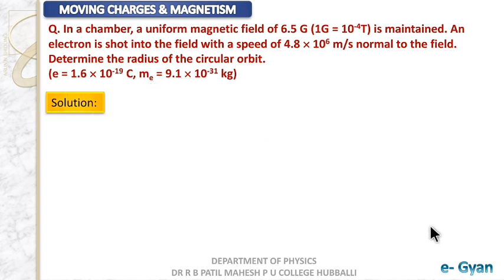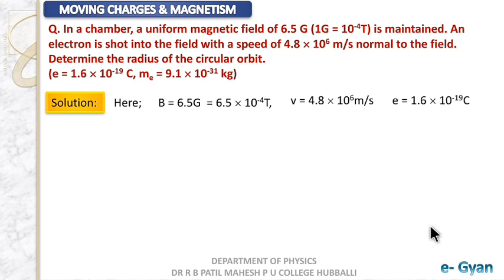Let us try to begin with the solution. Let us first of all write down the given quantities. Here magnetic field is given to be 6.5 Gauss. Converting that to Tesla, we come up with 6.5 into 10 raised to minus 4 Tesla. Speed of the electron is 4.8 into 10 raised to 6 meter per second. Charge of electron is 1.6 into 10 raised to minus 19 coulombs. And mass of electron is 9.1 into 10 raised to minus 31 kg.